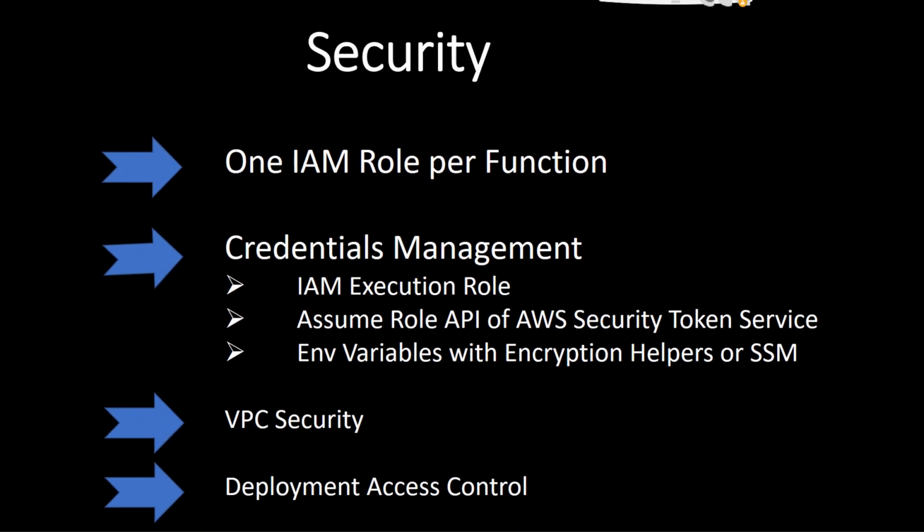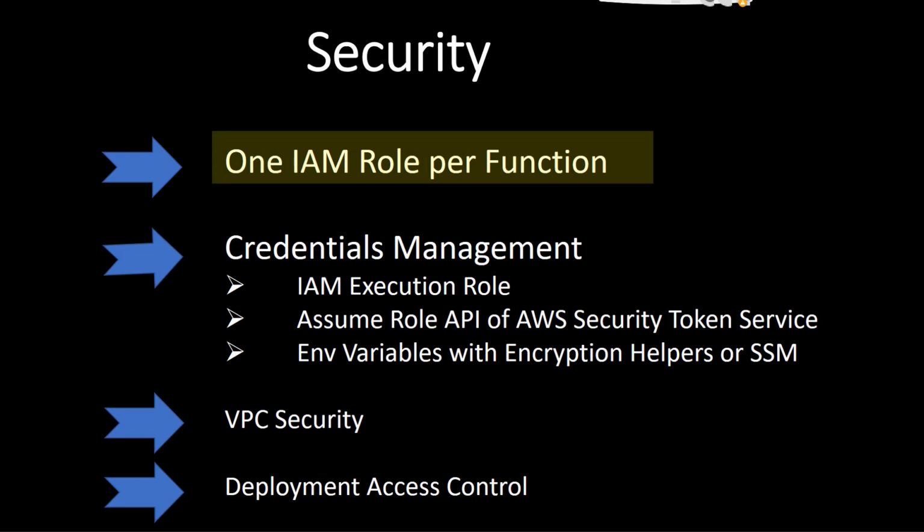Now let's talk about the security aspects of Lambda functions. In this topic, I'm going to discuss some of the best practices we should be following while designing the security around AWS Lambda. The first rule is that you should always have one IAM role attached to one function. You should not be sharing the same role with multiple functions.